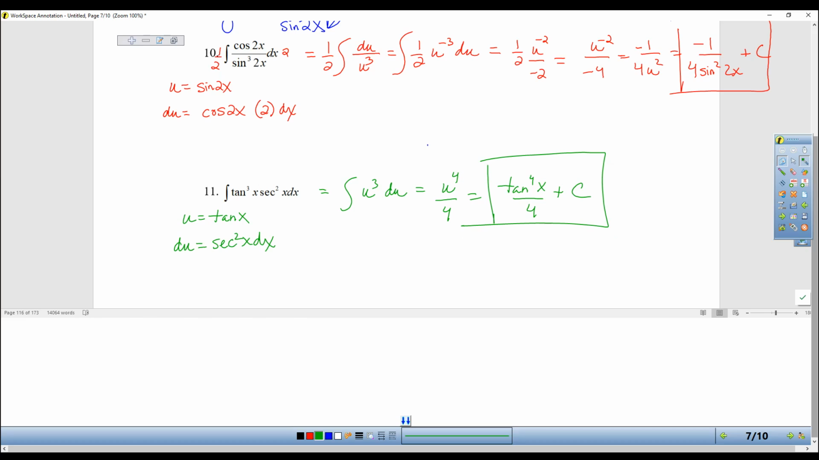Sometimes you get a nice one like that. Isn't that great? Remember, you can write it as 1/4 tangent to the 4th x. Try and get used to those two being the same exact thing.